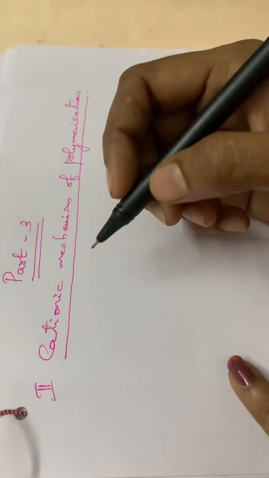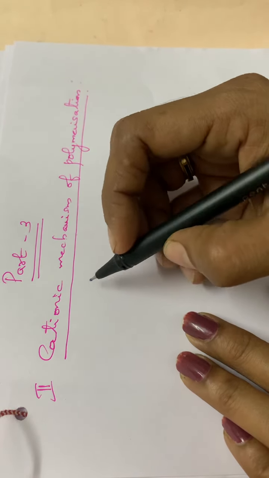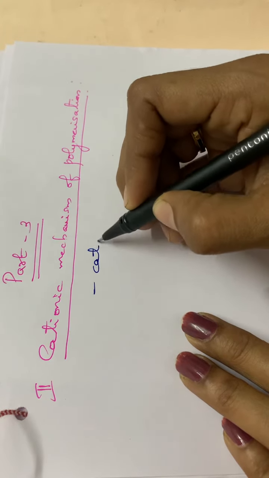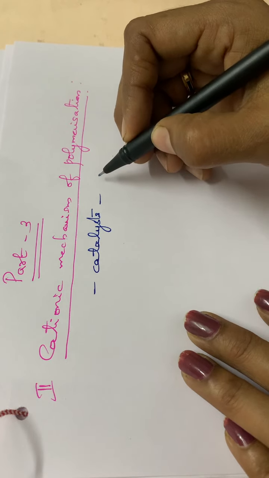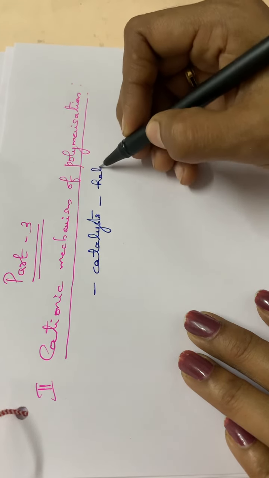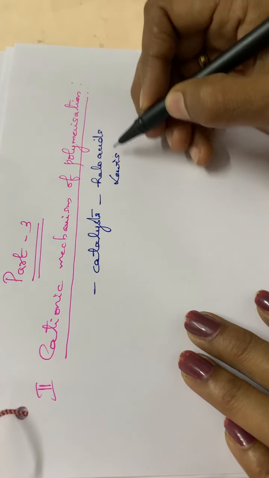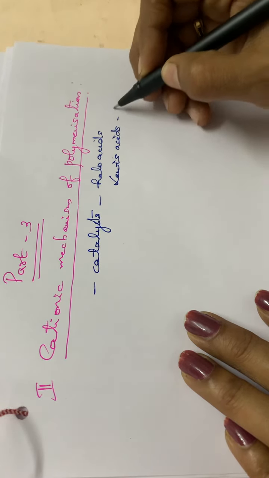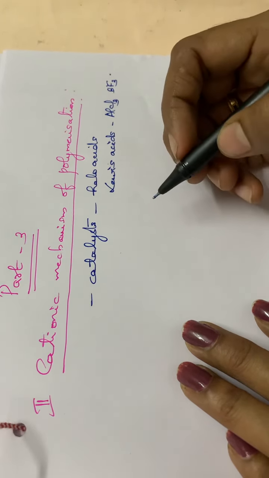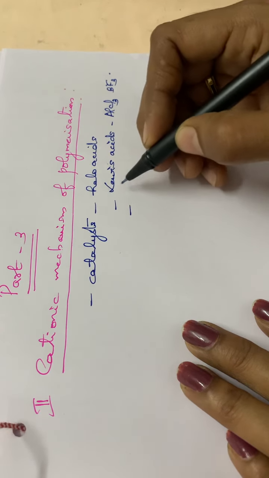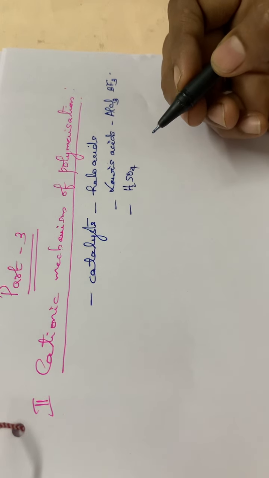Here in this cationic mechanism, the reaction will be taking place in the presence of some catalyst. The catalyst can be halo acids, then Lewis acids like aluminum chloride, BF3 boron trifluoride, etc. Or it can be done in the presence of sulfuric acid. So these are some of the catalysts used.